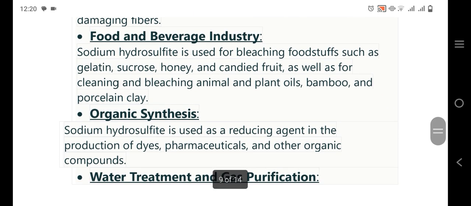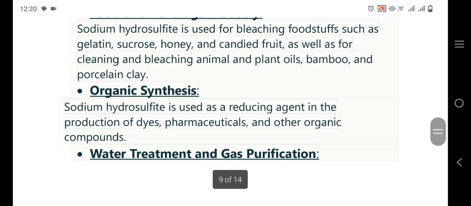Food and beverage industry. Sodium hydrosulfite is used for bleaching foodstuffs such as gelatin, sucrose, honey, and candied fruit, as well as for cleaning and bleaching animal and plant oils, bamboo, and porcelain clay.